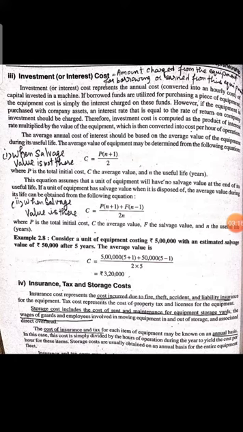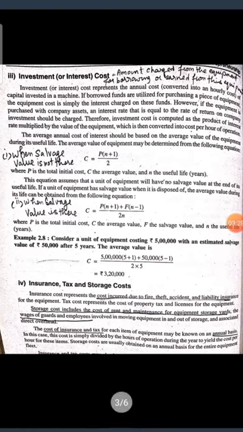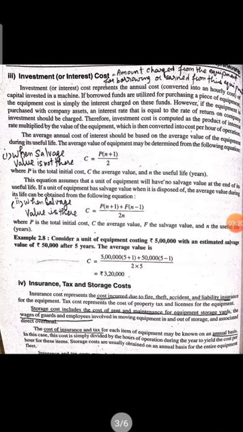To calculate it, we have two formulas, as you can see here. Number one is when salvage value is not there; there's a different formula when salvage value is there. What is salvage value? It is the amount of money the company can get by selling the equipment back. Now let us move on to the fourth one, which is insurance, tax and storage cost.